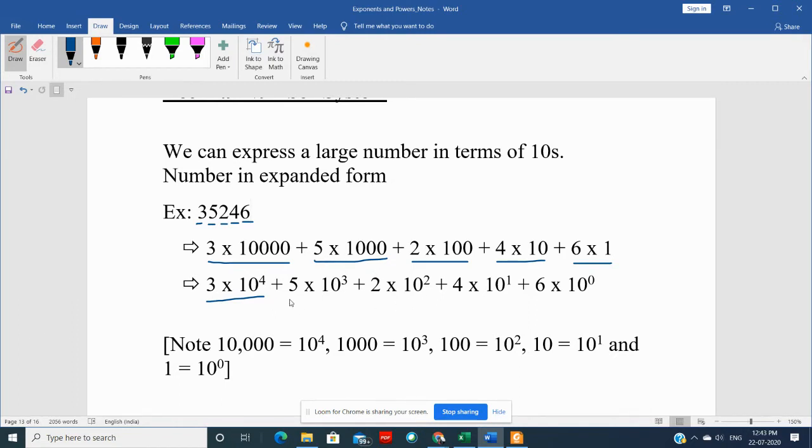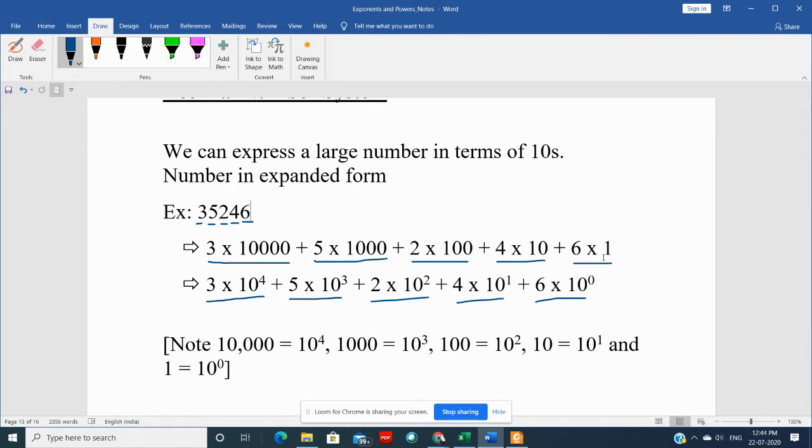Similarly, 5 into 1,000 can be written as 5 into 10 cube. 2 into 100 can be written as 2 into 10 square. 4 into 10 can be written as 4 into 10 raised to 1. All right? And now there is no tens, or there is no 0 at all. So 6 into 10 raised to 0. Why 10 raised to 0? Because we know that when the power is 0, it means 1. So instead of 1, we can simply write 10 raised to 0.